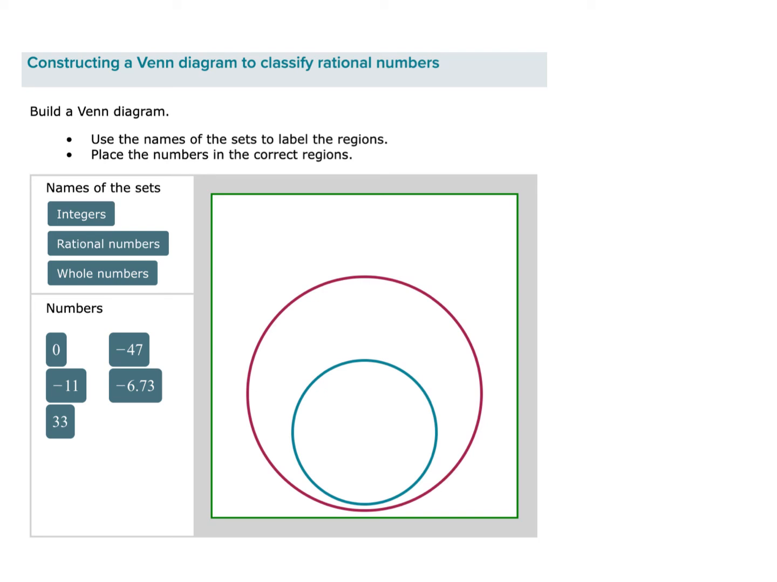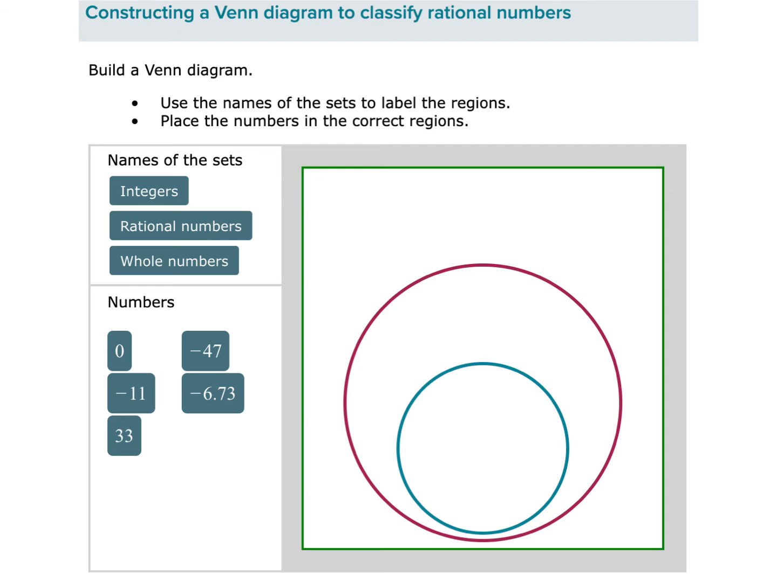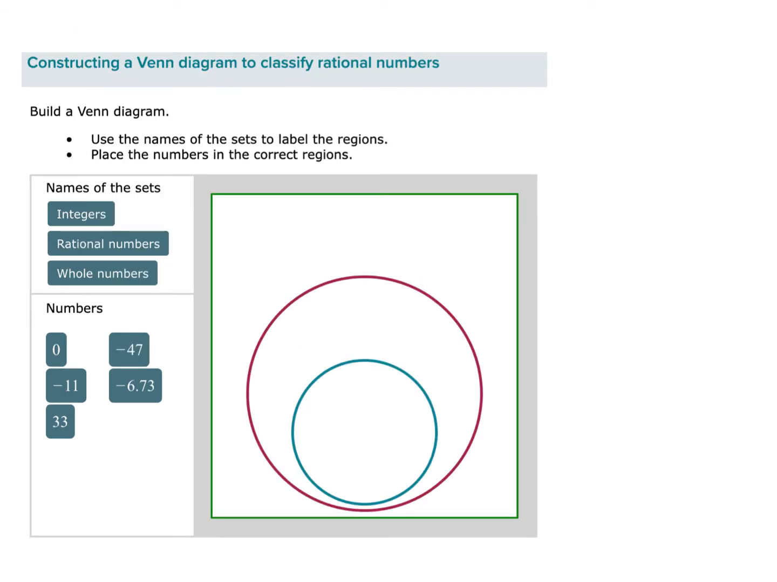To construct a Venn diagram to classify rational numbers, the first thing we need to do is create our groupings. The first grouping is our whole numbers. Our whole numbers are going to be our smallest set of numbers. So we will grab our whole number title and drag it down here, let go, and it'll click into place. So these are our whole numbers.